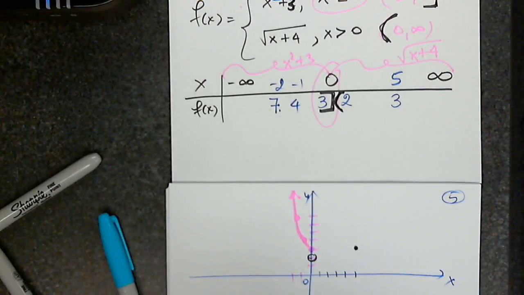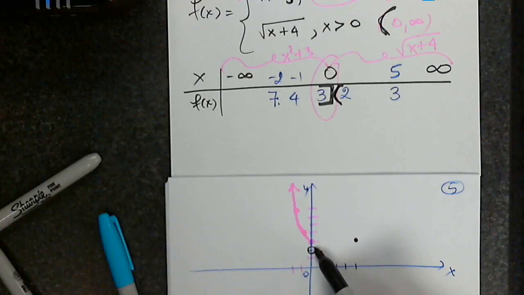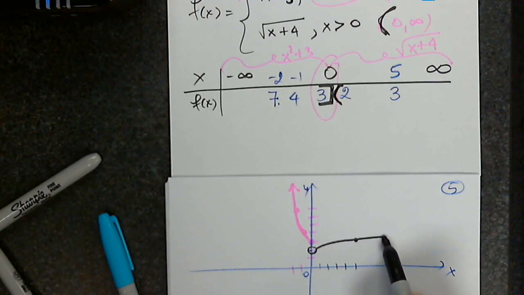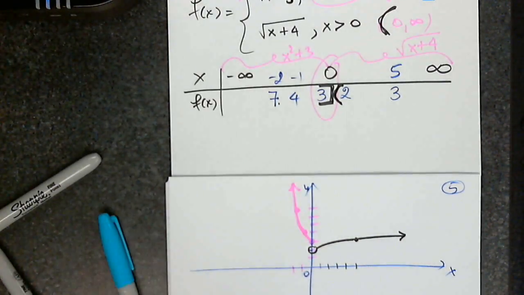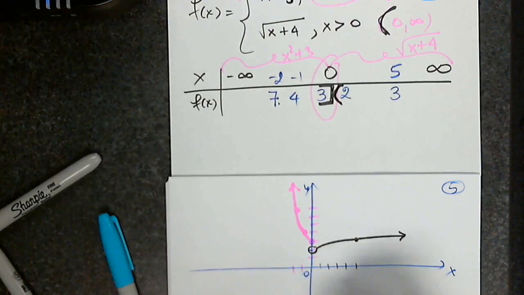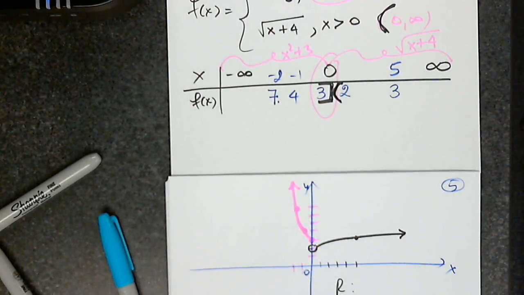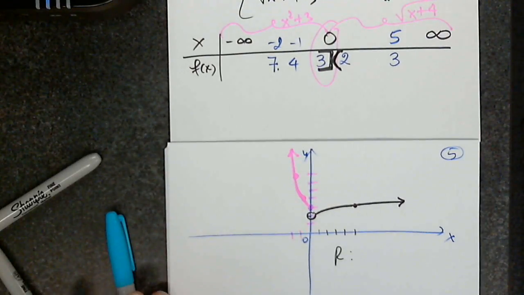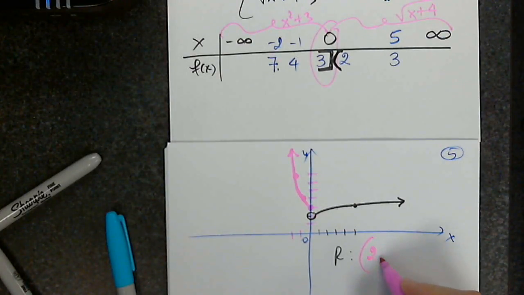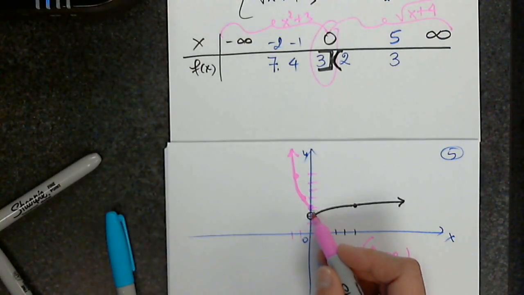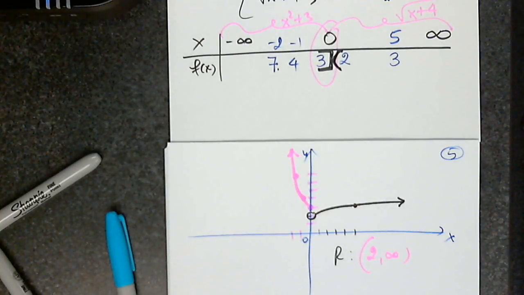I know how to graph this. It's not a line. It's a square root function. Can anyone identify the range of this function? Exactly, with a parenthesis, because this is not a full point. Very good. Excellent. Good pick.